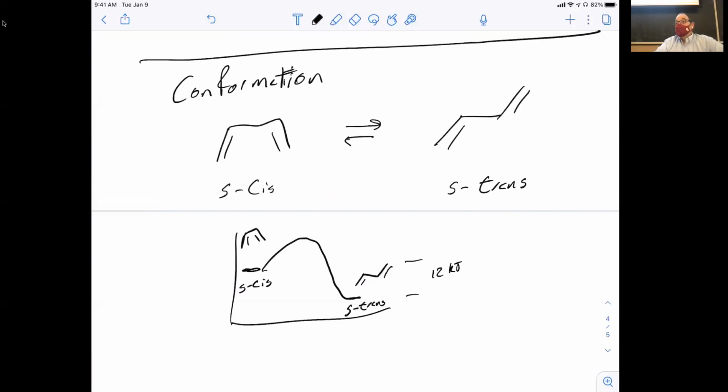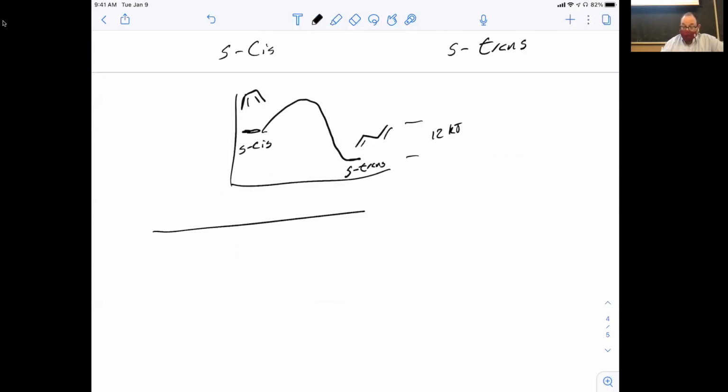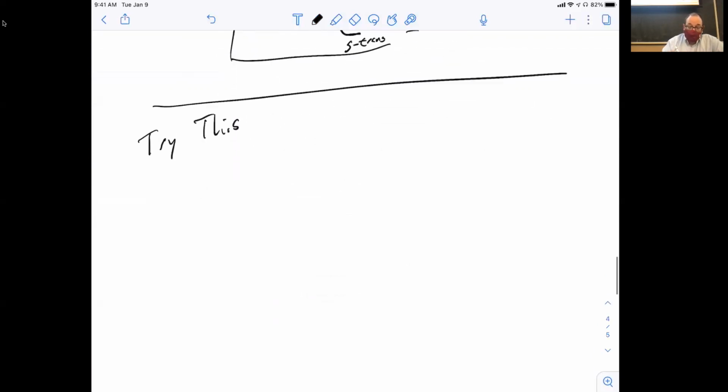Okay. All right. Before you get glassy-eyed, let's do a try this. Two questions. Is it conjugated or isolated? And then if it is conjugated, tell me if it is S-trans or S-cis.